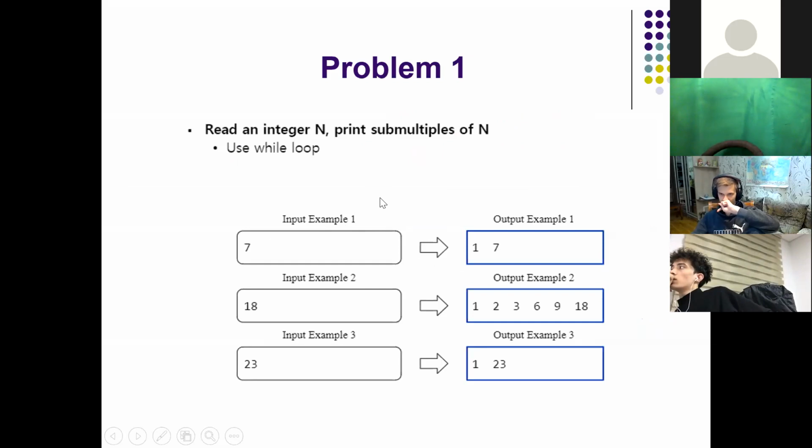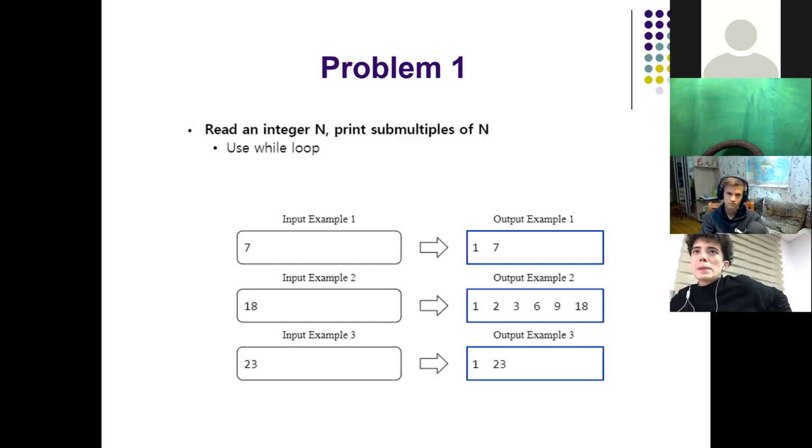Okay, the first problem is that you should read a number from the user and print the submultiples of this number. So the user enters 7, and the submultiples of 7 are 1 and 7. The user enters 18, the submultiples of 18 are 1, 2, 3, 6, 9, 18. The user enters 23, the submultiples are 1 and 23.